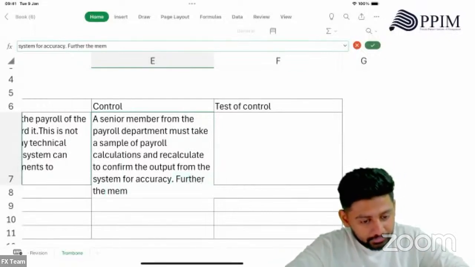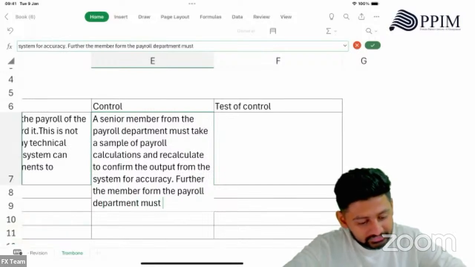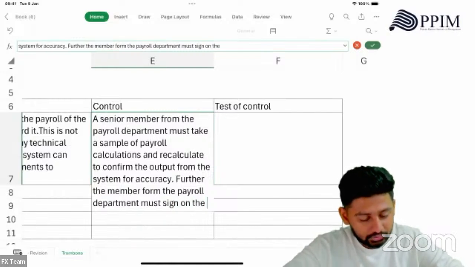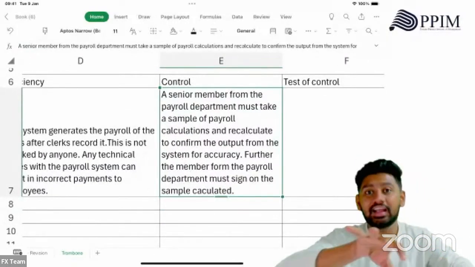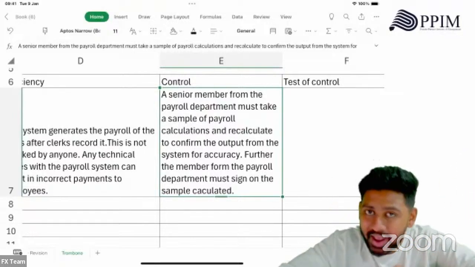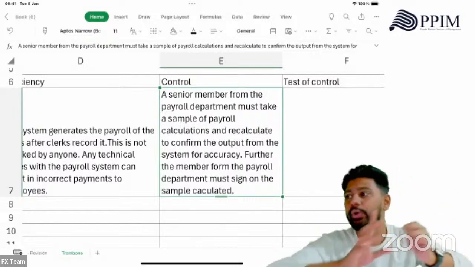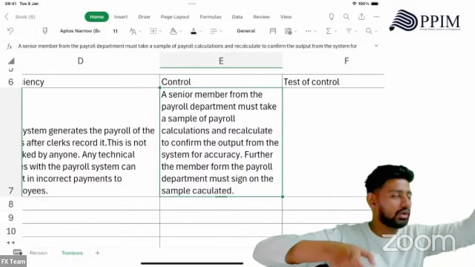Further, the member from the payroll department must sign on the sample calculated. It can be a signature. It can be an email confirmation to the payroll manager, payroll director saying, look, this sample has been calculated. And based on this, I see there are no errors. Meaning you do this sample for 10%, 25, maybe the 250 is correct. But if you find a problem, that means you can go back and check if the system has an error or not.